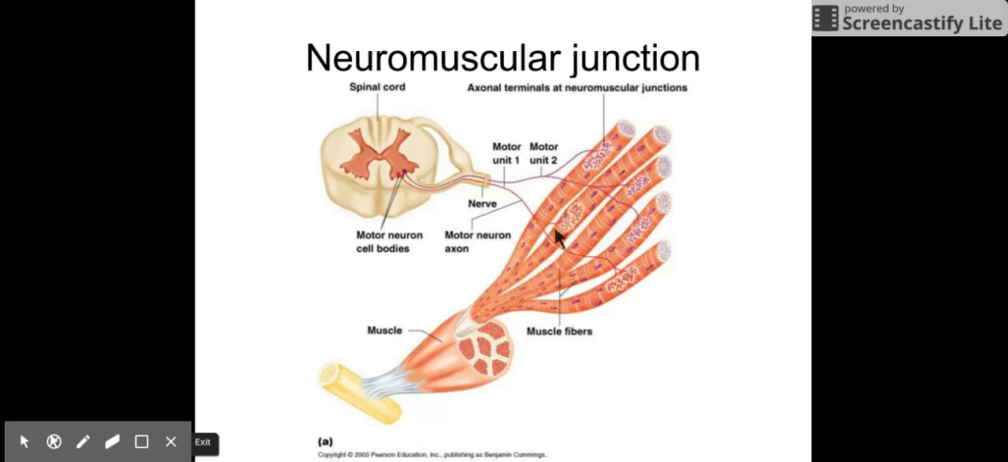And what you have is that motor neuron comes in and it has many little end terminals, and they're all spread out so that they can stimulate those contractile units, those sarcomeres. And those motor neurons really tell those muscle fibers what to do and tell them when to contract and when to release.